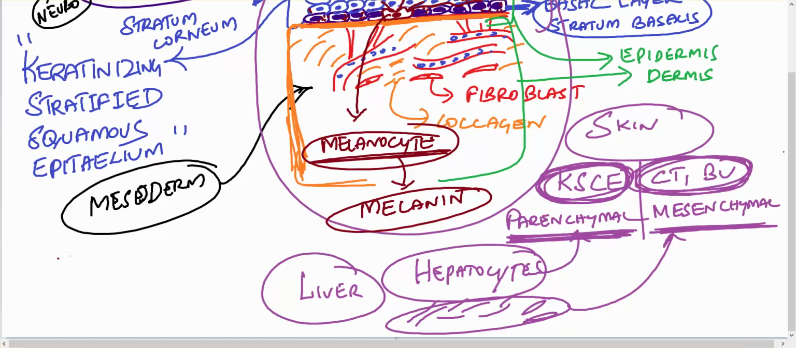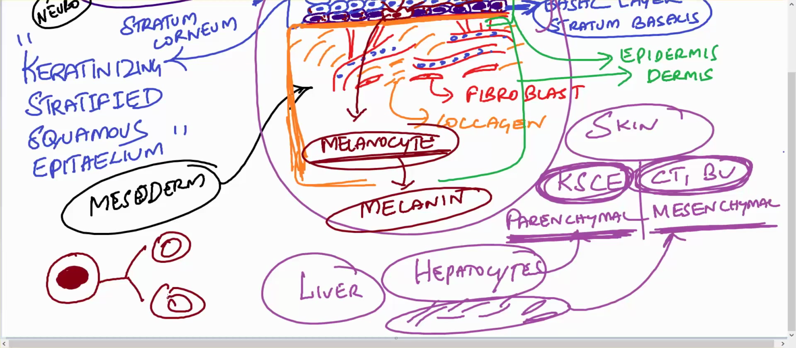For example, if any cell has to divide, this is the nucleus, it goes for mitotic division and gives two daughter cells, right? It has to be stimulated. So the stimulating substance may be a hormone, or it may be growth factors. Understand? So it may be a hormone or growth factor.